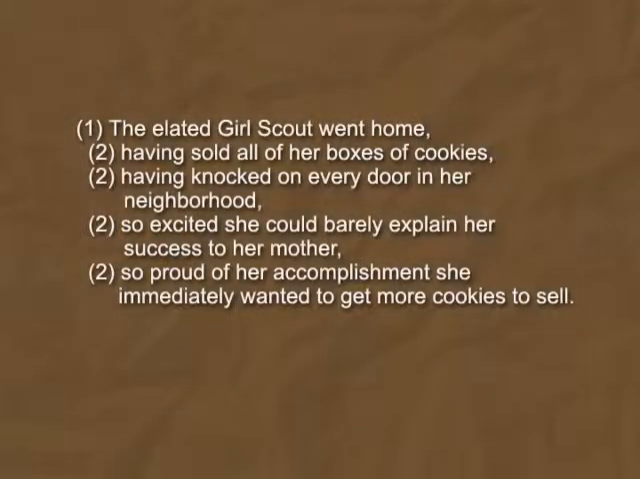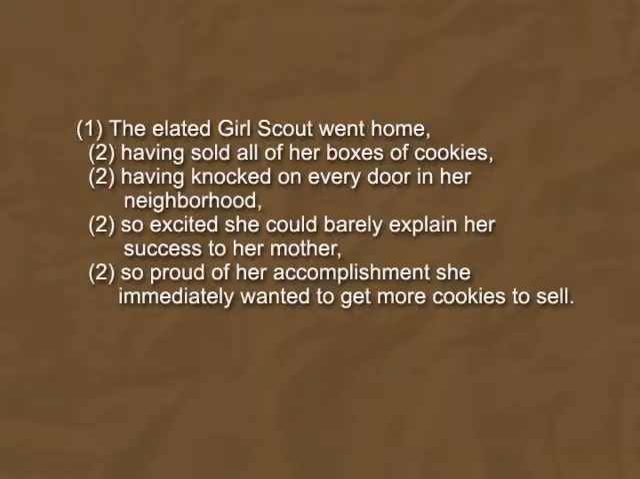So we could rearrange the steps of the above sentence in more ways than I'm about to demonstrate, but just to give you an idea of the possibilities, we might write, first level, the elated Girl Scout went home, second level, having sold all of her boxes of cookies, another second level, having knocked on every door in her neighborhood, another second level, so excited she could barely explain her success to her mother, and another second level, so proud of her accomplishment she immediately wanted to get more cookies to sell.